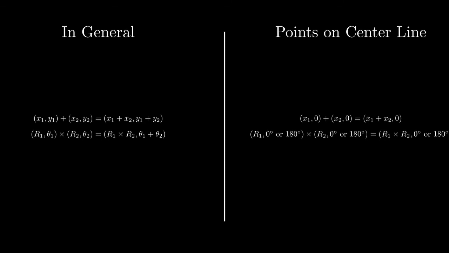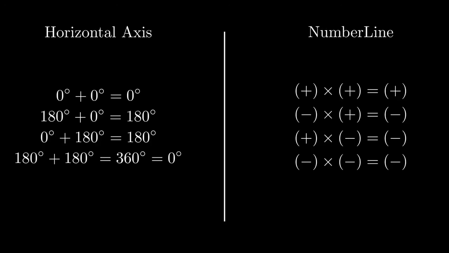After all, the y element is always going to 0, so 0 plus 0 is 0, and the angles that get added are always 0 or 180, which will always stay on this center line. The only thing that changes is whether you're on the right-hand or left-hand side. If one of your numbers is on the left-hand side, then it will stay on the left-hand side. Otherwise, it will be on the right, which coincidentally is the exact same behavior of the number line itself due to positive and negative numbers.